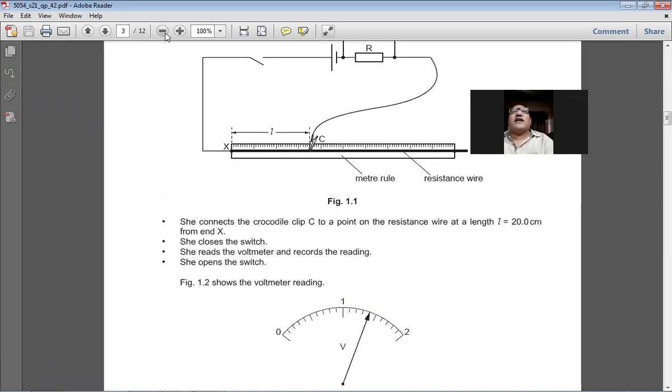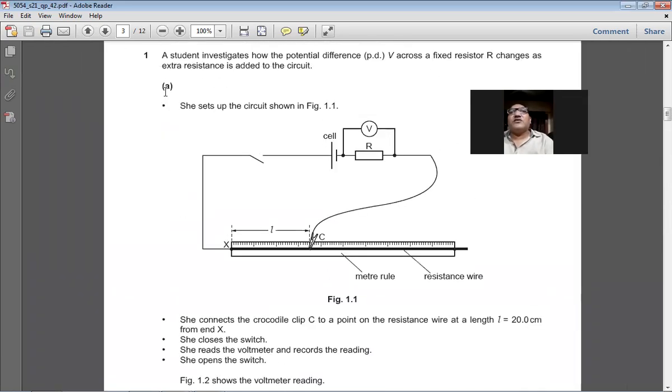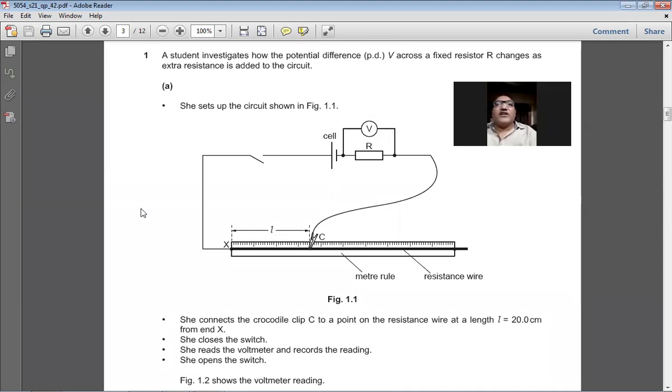Let me reduce the size so you can see the whole thing together. What she did, she connects the crocodile clip C to a point on the resistance wire at a length of 20 centimeters from the end X. So the length of wire being used in the circuit is 20 centimeters. She closes the switch, and she reads the voltmeter and records the reading. This is telling you the voltage drop across the resistor R.